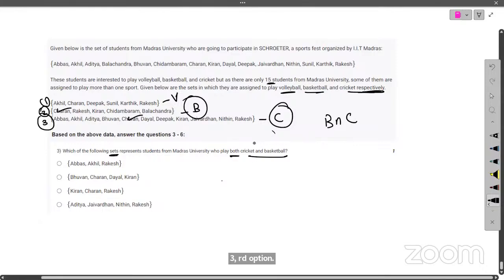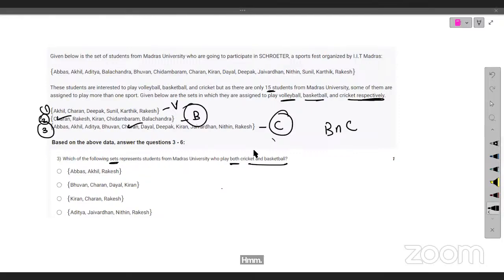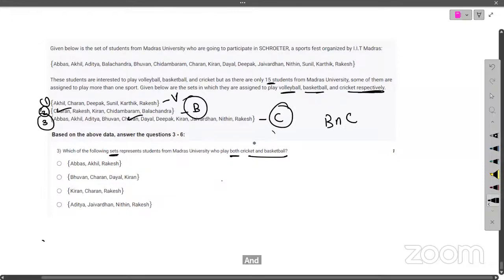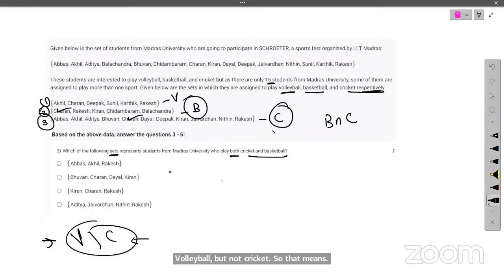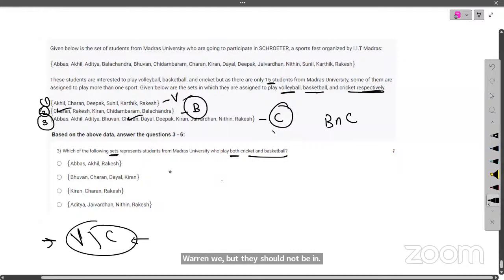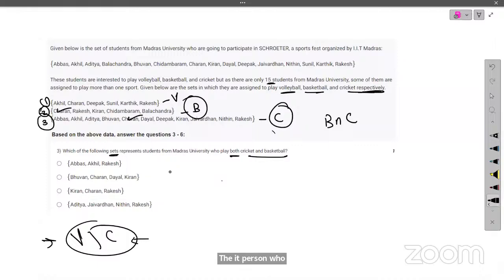I'm asking question number 5: which of the following sets represent students from Madras University who play volleyball but not cricket? They are asking volleyball but not cricket, right? So volleyball but not cricket means you have to find V minus C. That means those who are in V but should not be in C. Okay, ma'am, I clearly got it. Thank you so much.